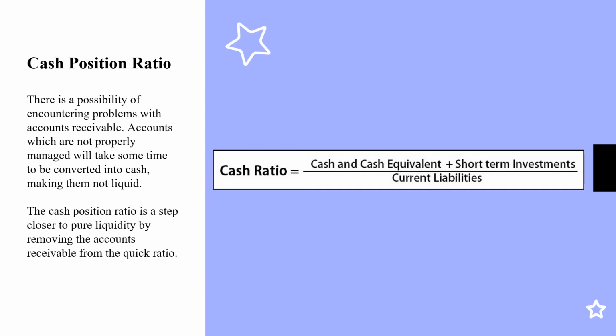So, the cash position ratio is a step closer to pure liquidity by removing the accounts receivable from the quick ratio. So, gaya ng nakikita nyo dito, ano? Ang meron na lang dyan ay yung mga liquid or pinakamalapit sa liquidity or the most liquid types of current assets. So, we have here the cash, we have here the cash equivalents, and we have the short-term investments na right away ay pwede mo namang ibenta. Okay?